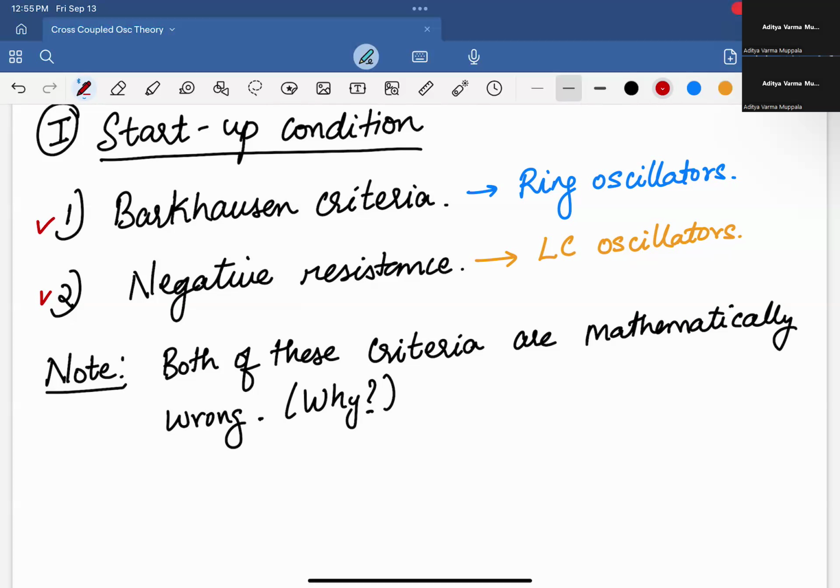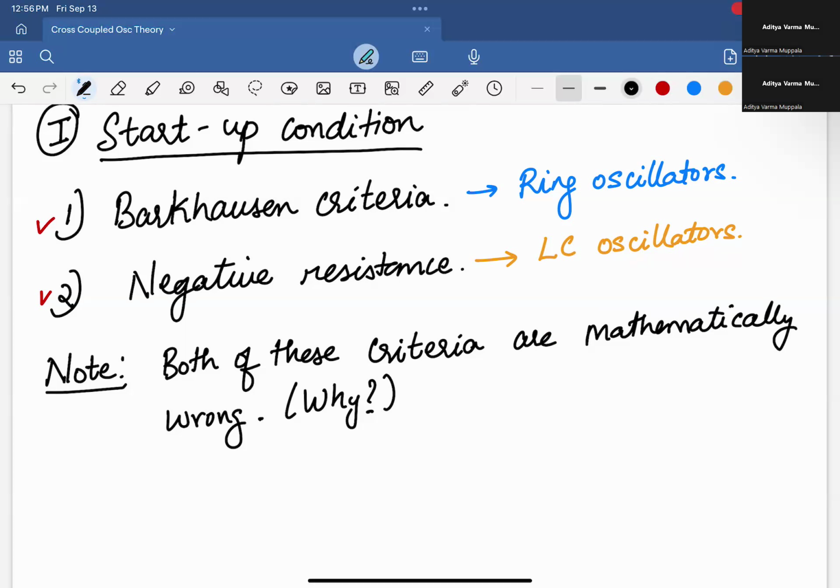Another issue is that Barkhausen criteria in general actually is not true. There are many exceptions that you can find to this Barkhausen criteria. And you can say the same thing about negative resistance as well. So just adding a negative resistance in any circuit to cancel out the resistance doesn't mean that you will get an oscillation condition, right? But we will still use them to build intuition, right?